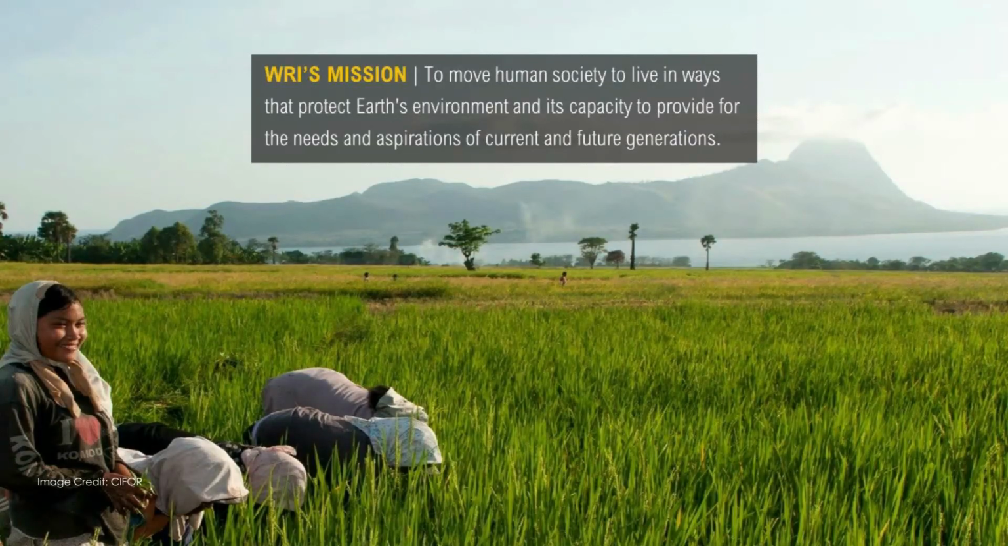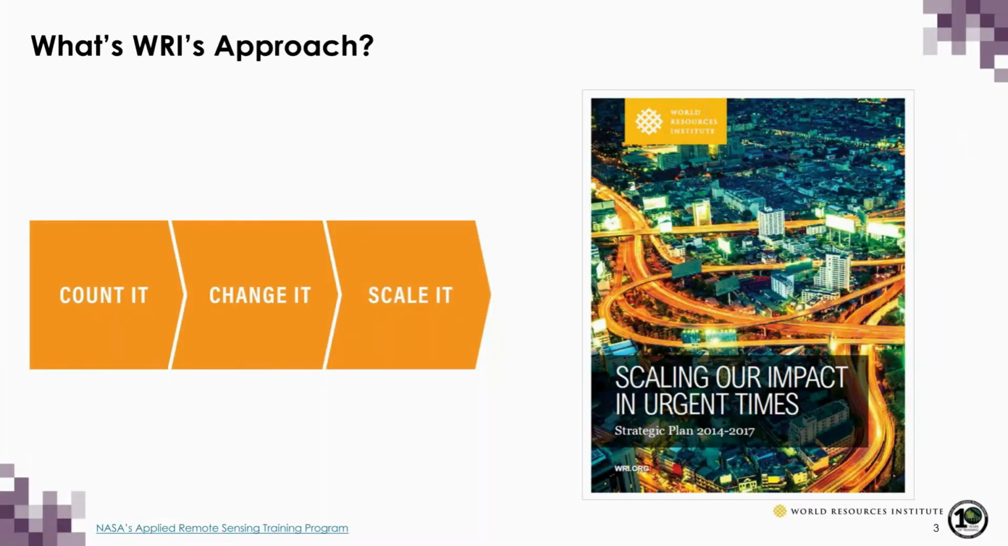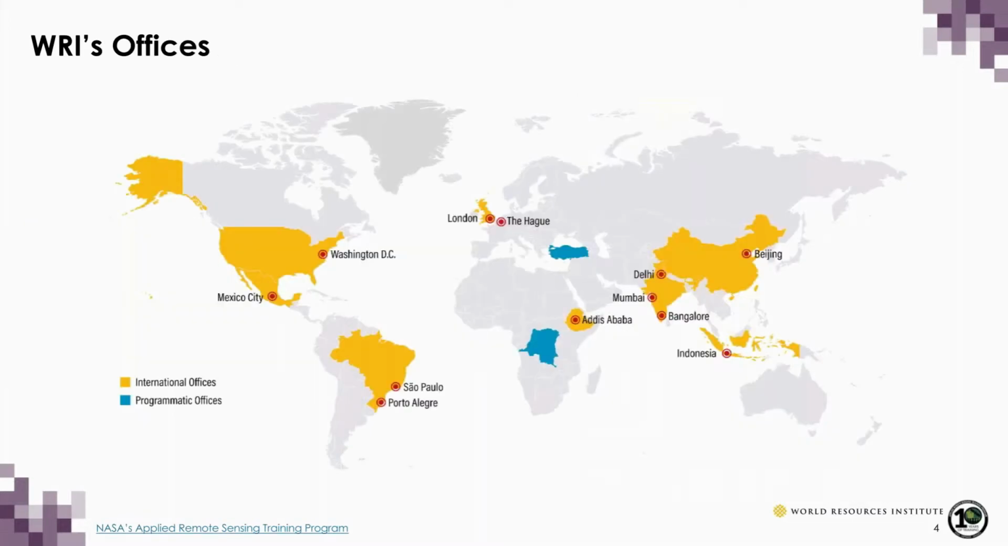WRI's approach to global change is a little bit interesting because we are a global environmental think tank. So we try to think very broadly, we try to tackle large issues, and we try to create more sustainable change so that current and future generations can live a really healthy and successful life. And how do we do that? Our approach is generally to count it, change it, and scale it. So we want to do the kind of research that leads to impactful and replicable change. And we do that globally.